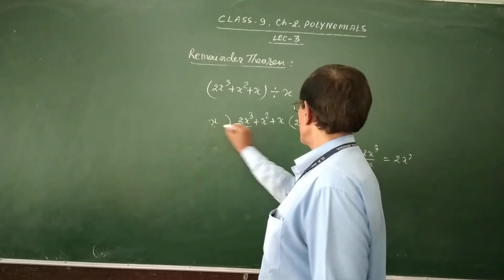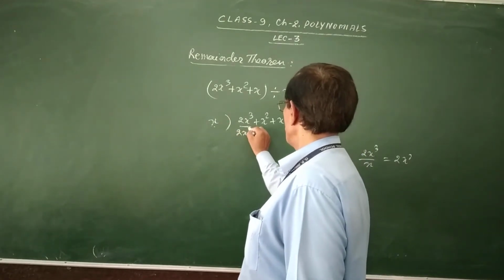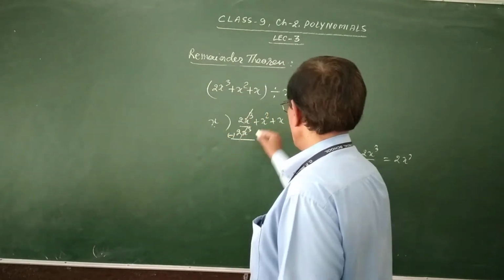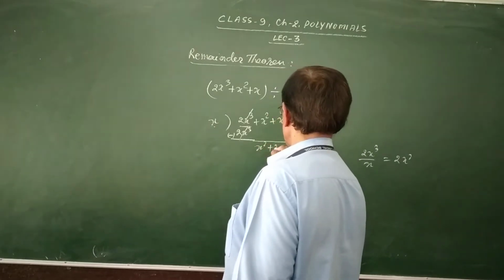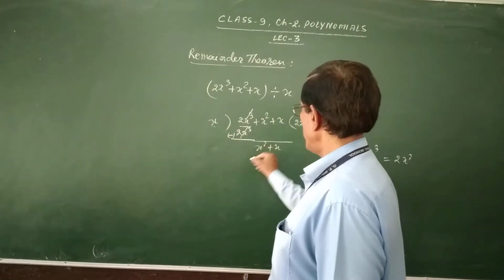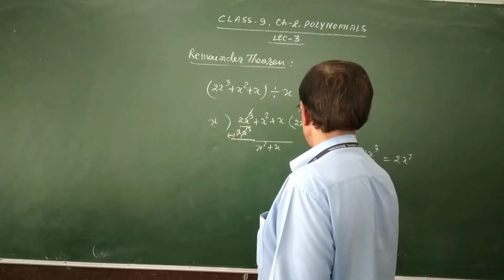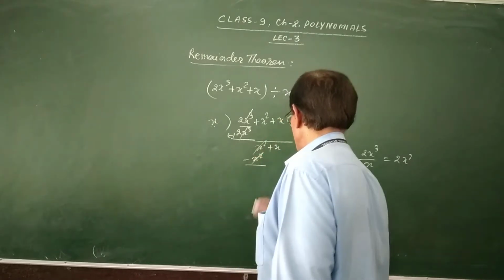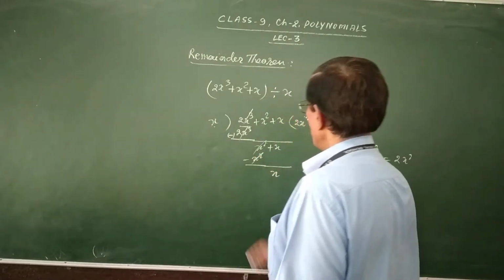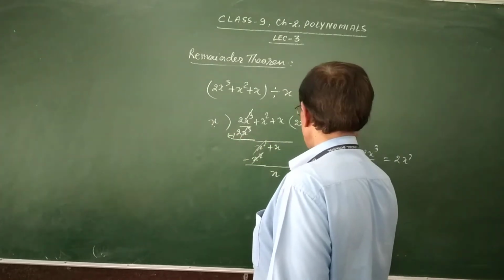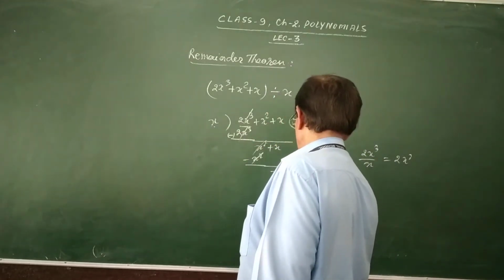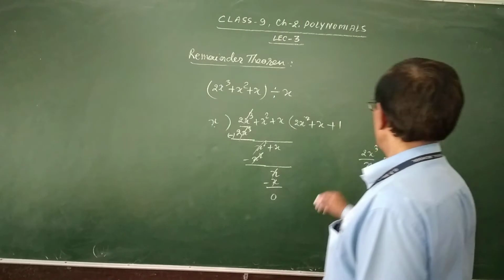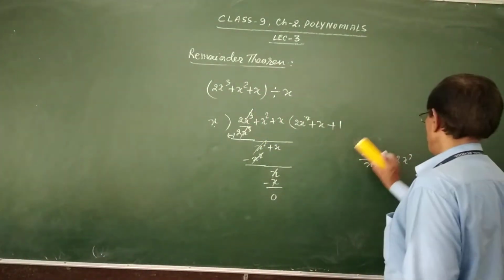So it will be x into 2x square, that is 2x cube. Now change the sign, this will be cancelled. Now x square plus x, again divide x square by x, it will take x times. So x into x square, change the sign, this will be cancelled. Now last x. It will take 1 time, so it is x into 1, that is x, cancel, remainder is 0. So it may be written like this.